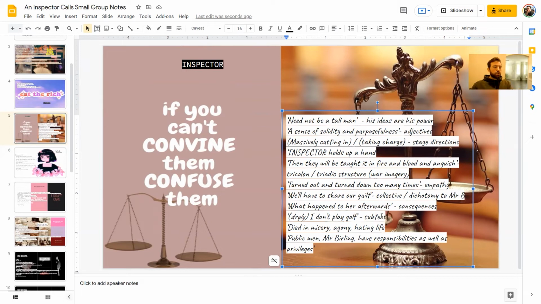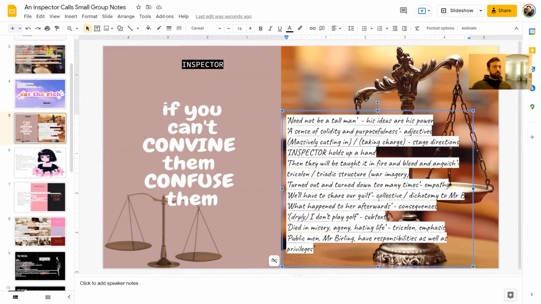Two more. When he talks about Eva Smith, he says she died in misery, agony, hating life. So again, we have this triad, tricolon and triadic structure, and this is for emphasis. The reason he uses these triads to emphasize when he talks about Eva Smith and when he talks about the future war that will come is he's really trying to convert these people to social responsibility and to understanding that they have power and therefore they have responsibility to the society, which they should be serving, not feeding off of like parasites.